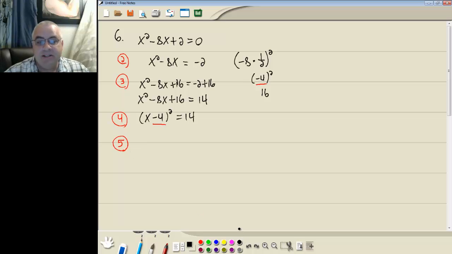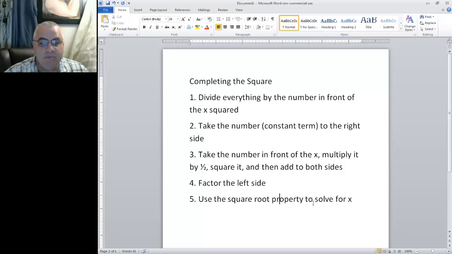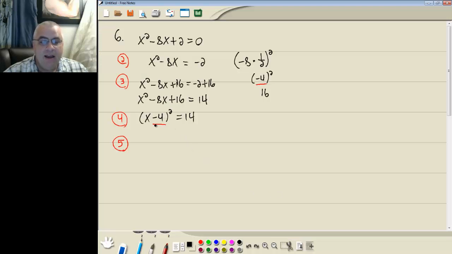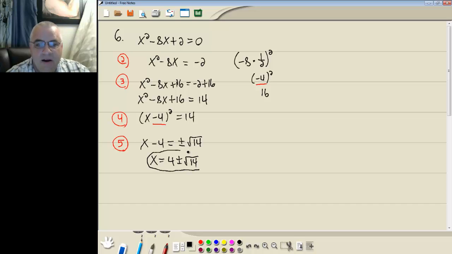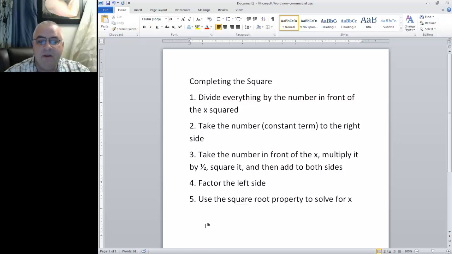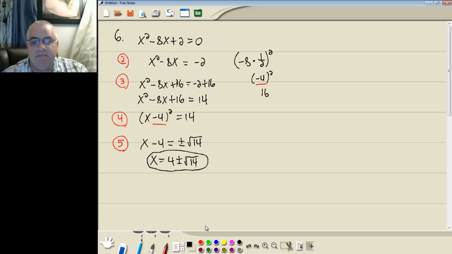Step 5. Use the square root property to solve for x. The square root property says if you have something squared equal to something else, you drop the square, and you put a plus or minus square root around the other side. Now 14 doesn't simplify, it's 2 times 7. The last thing to get x by itself is to take the negative 4 over, and we get x is equal to 4 plus or minus square root of 14. And that's our answer. What makes that the easiest type is there's an even number before your x.